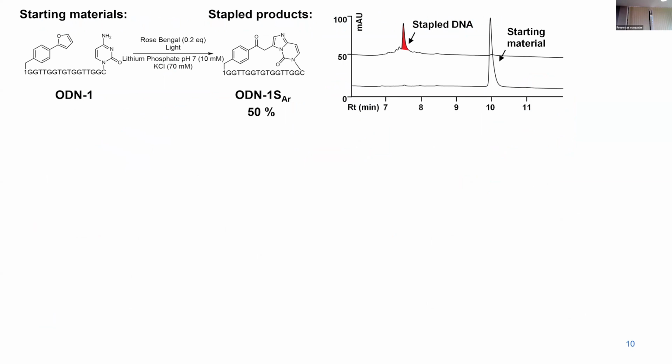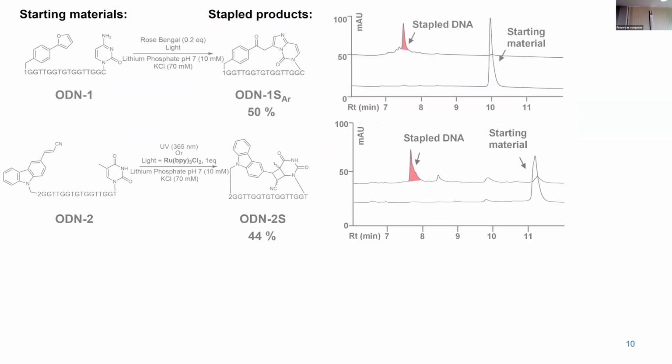So in both cases, our furan and the cyanovinyl carbazole, we have the starting material here, and then when we shine light, a new peak is formed. The peak is isolated and corresponds to the stapled DNA. This is very interesting because in the case of both furan and cyanovinyl carbazole, this kind of proximity effect allowed us to have basically peak-to-peak conversion, which is very nice.